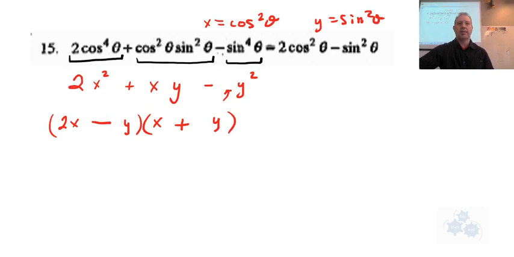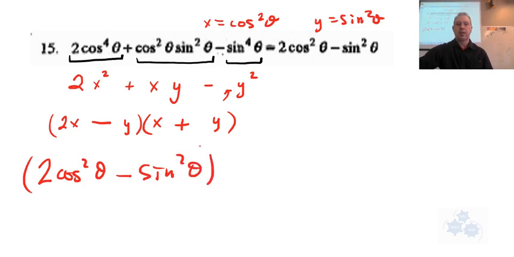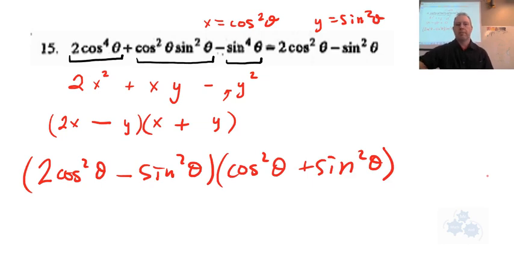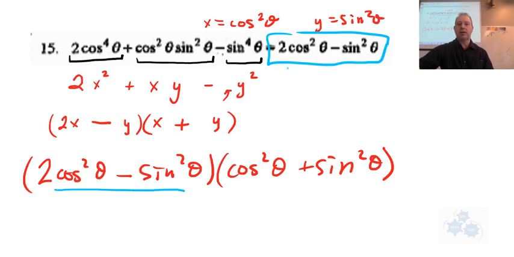So now we go back and we say, all right, let's just resubstitute here. So this is actually 2 cos squared theta minus sine squared theta. Is that right? And this is times, what's this one? Cos squared theta plus sine squared theta. Okay? All right, so we've factored that now. Does that get us any closer to what we see over here on the other side? It does, actually. Now I see I have the same thing over here. But I have this to deal with, so what do I do with this? What do you notice there?